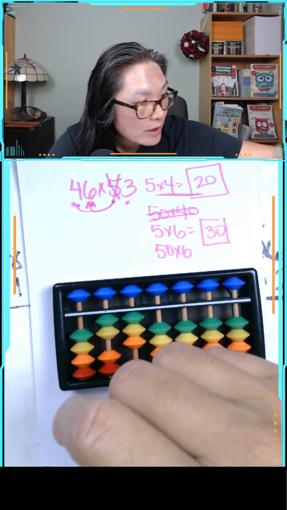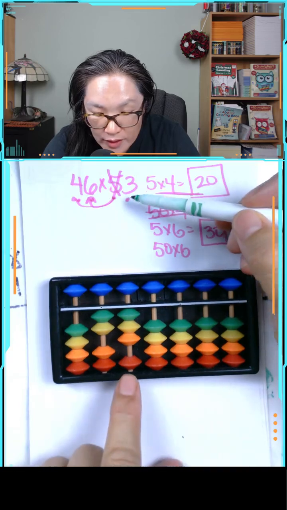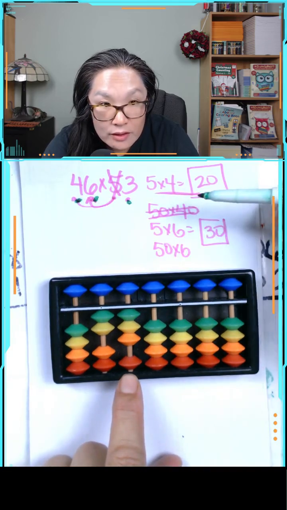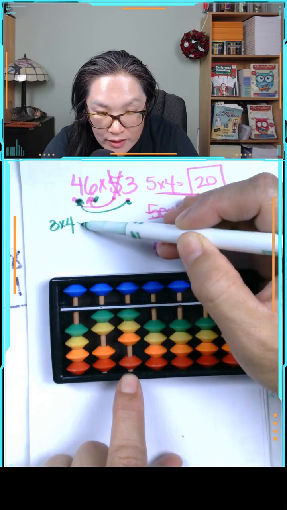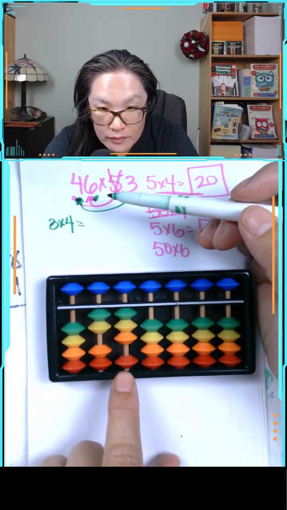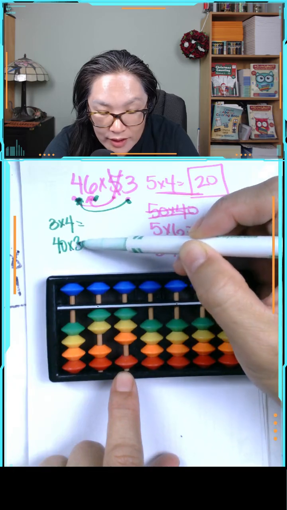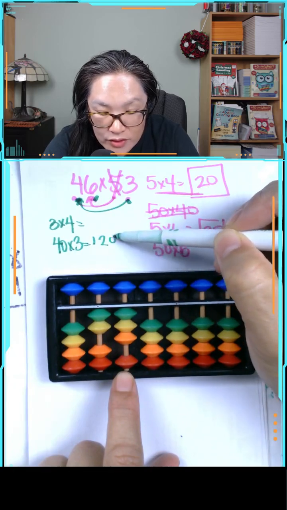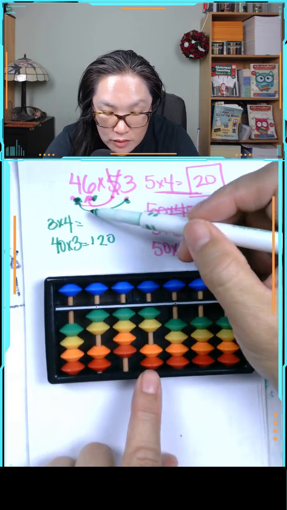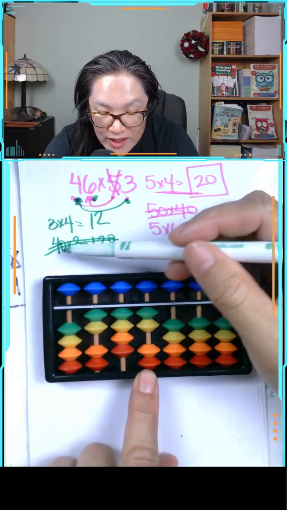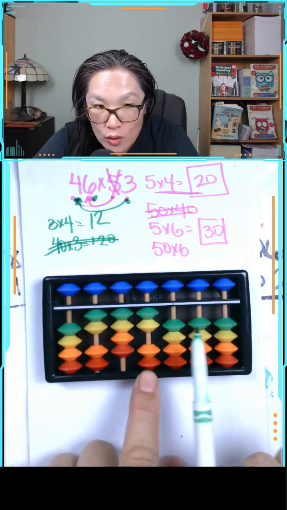We're going to recount. 1, 2, 3. Then we do our next one. 4 times 3. What's 4 times 3? Again, we're not going to do 40 times 3. We don't need to do 120. We need to just do 12. 1, 2. Okay? Why? Because we don't need to write our place values on a piece of paper. We're using the abacus to hold our number.